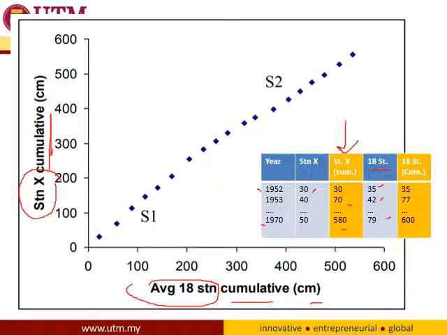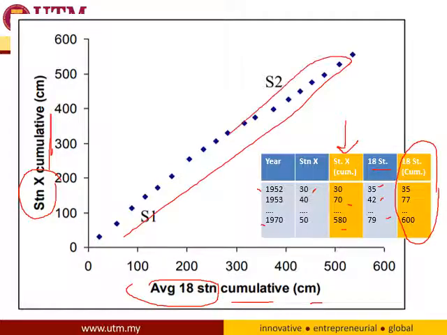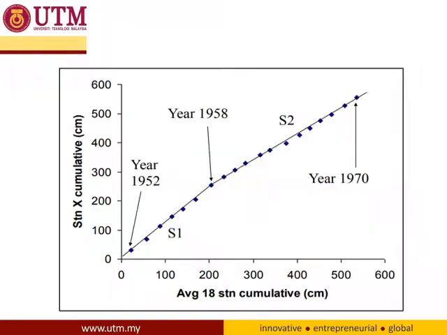We do the same thing with the 18 stations data, the average of 18 stations. We cumulate it. Then we can get this kind of plot. So what do we do next? We need to find the slope.